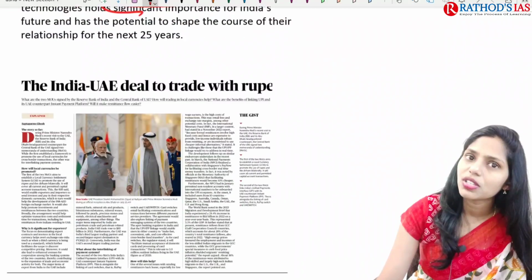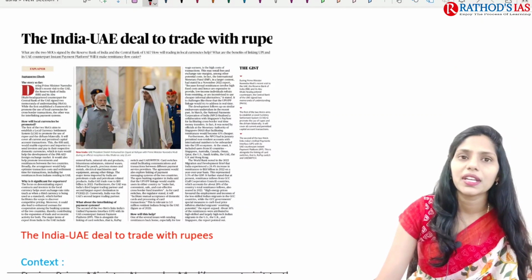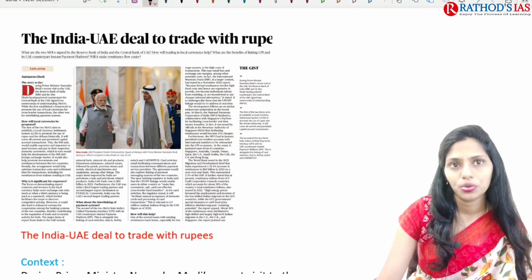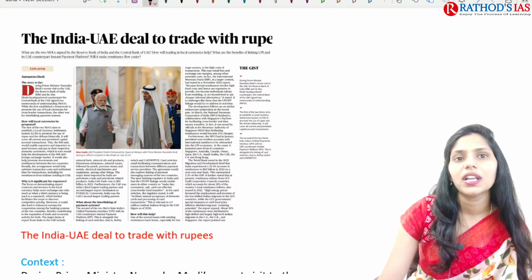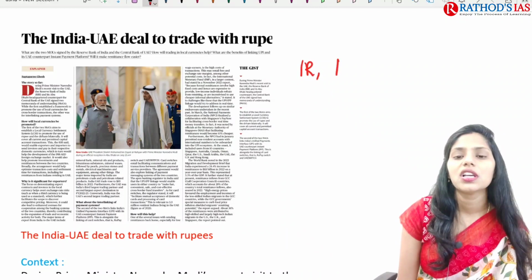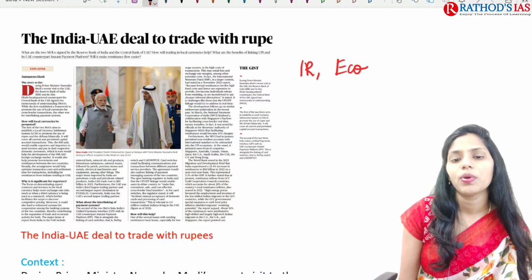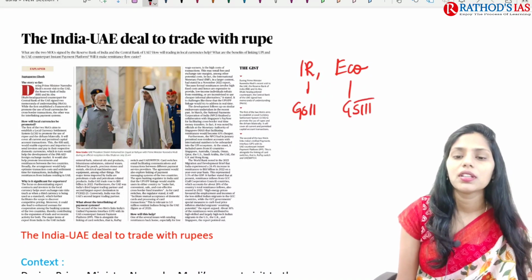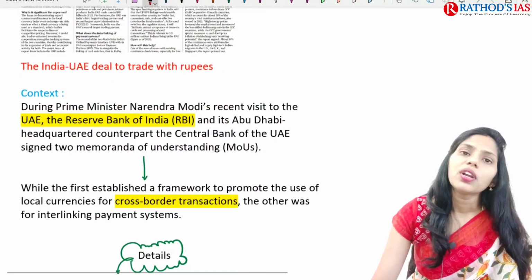Okay, so this is about this topic, and now let us see the next topic. It is about the India-UAE deal on trade with rupee. So it is about rupee-dirham trade. This article is important from an international relations and even an economy point of view. International relations comes under GS paper 2, economy comes under GS paper 3. So we're talking about the context.